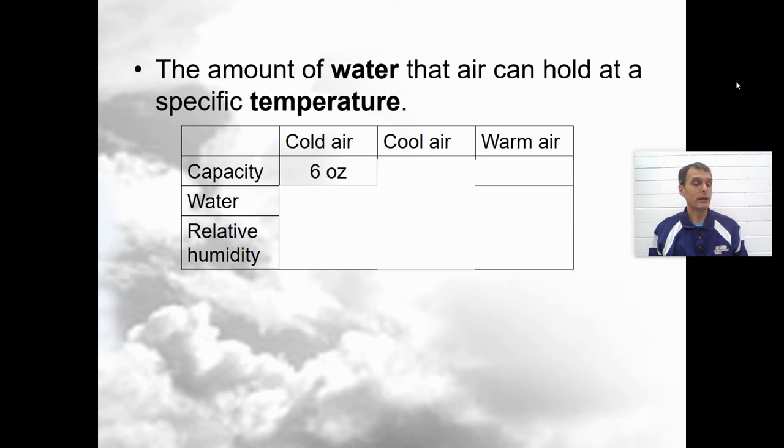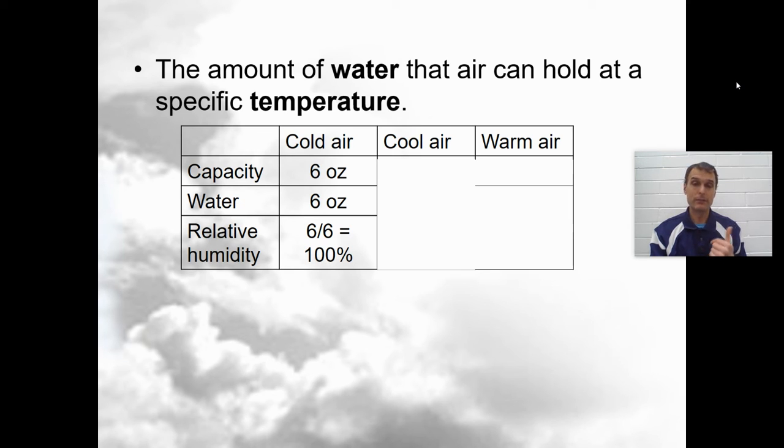water. So if you look, you have a diagram on the bottom, a little table, and then some cylinders that have water in them. And we're going to start with cold air. So the capacity of that cylinder is 6 ounces. And the amount of water that is in that cylinder is also 6 ounces. So that means if its maximum capacity is 6 ounces and it's filled with 6 ounces of water, then the humidity is 100%.